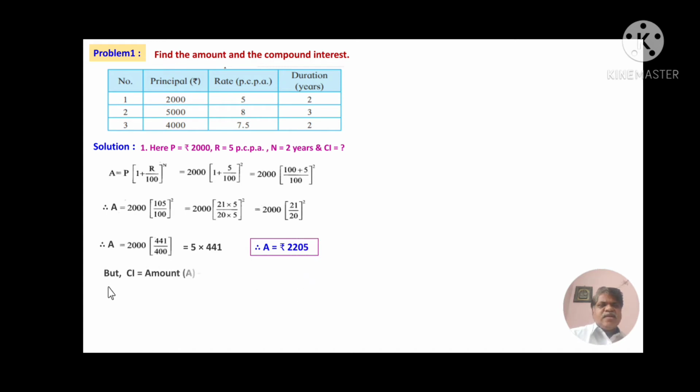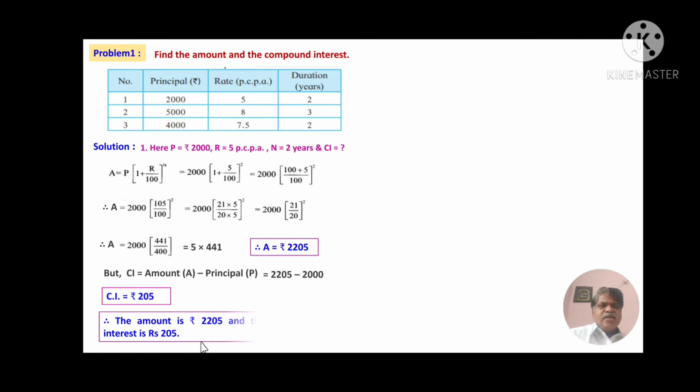Friends, but we know that CI is equal to amount minus principal. So put the values, 2205 minus 2000. That will give CI is equal to 205 rupees. So friends, the amount is rupees 2205 and the compound interest is rupees 205.